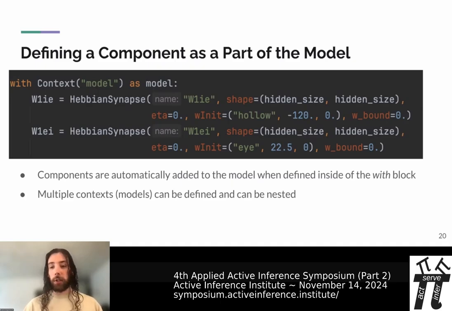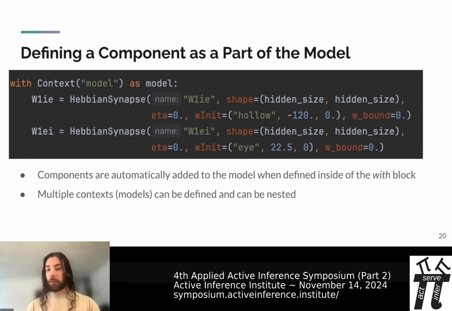So in order to do that, we use with blocks in Python. For us, we call them contexts. So we do a with a context, and then we give our context a name. In this case, we've named it model. And so what we have here is a with block. What this is saying is that every time we define or initialize a new NGC-Learn component inside of this with block, it will automatically be added to the model.